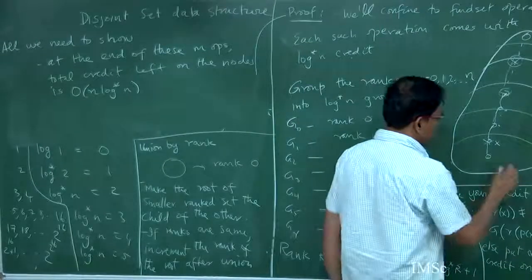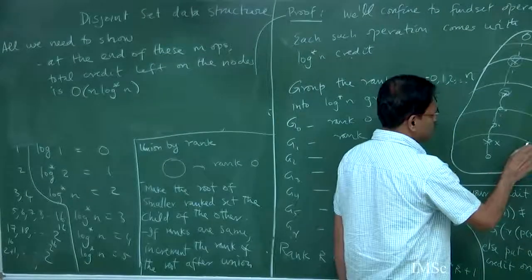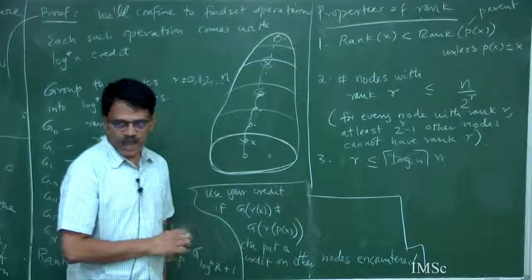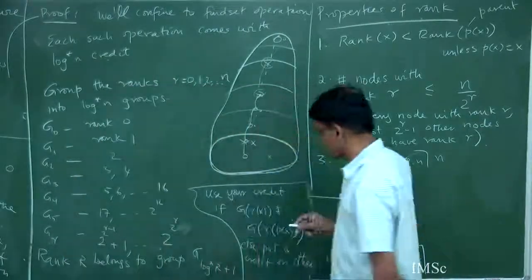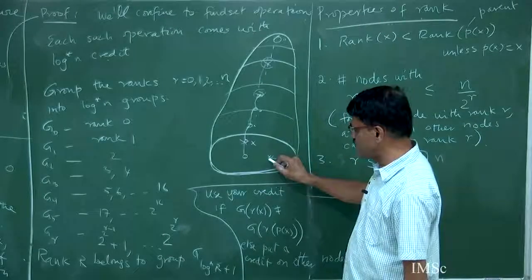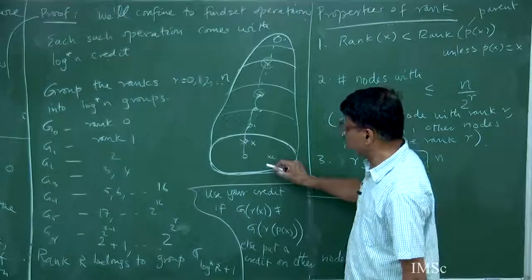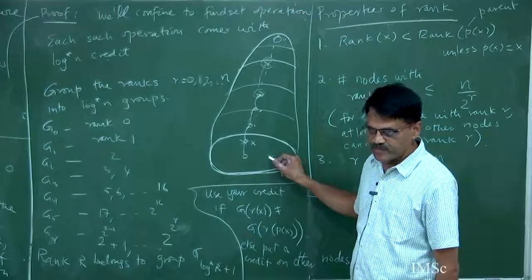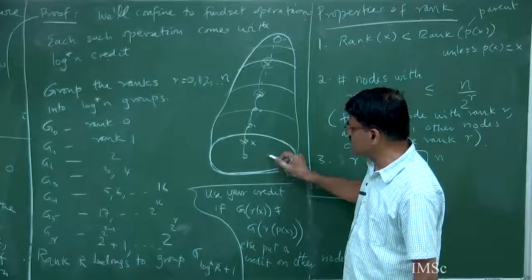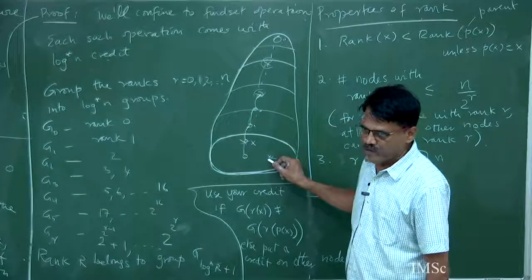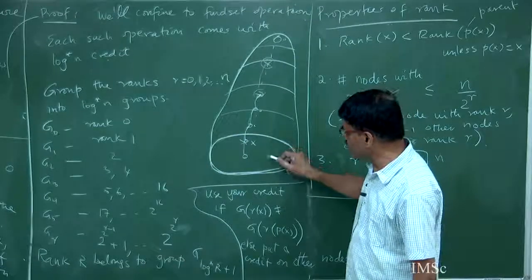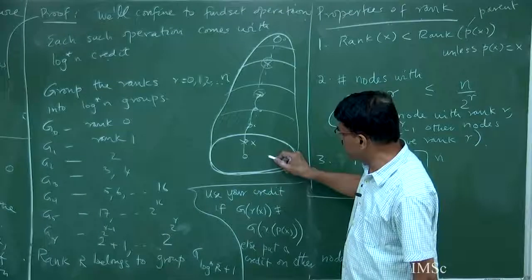So suppose you have a node which is sitting here. This is the entire group, the group of ranks here, and this node gets some credit. Why did it get some credit? Because some find set operation touched it, and that node and this guy are in the same group. But remember, after the find set operation, this guy is going to move somewhere.